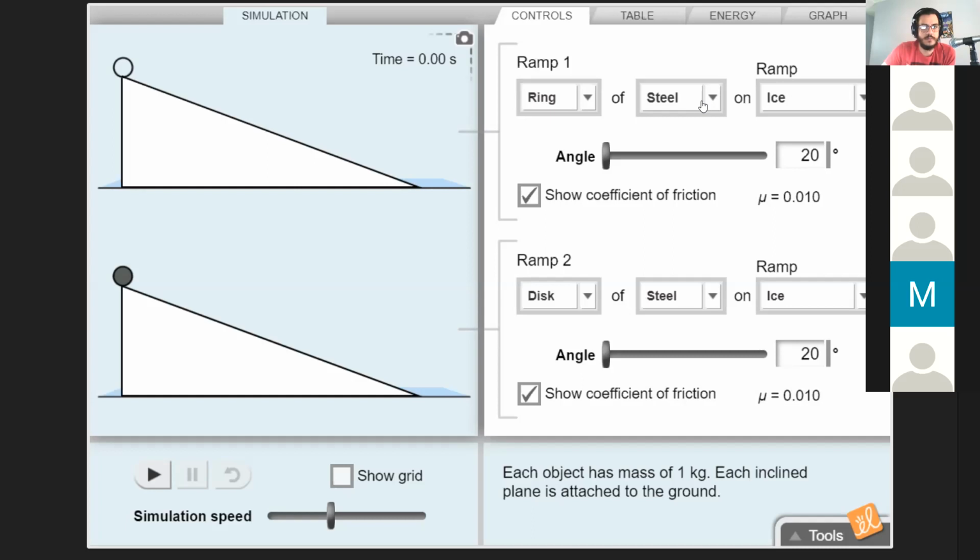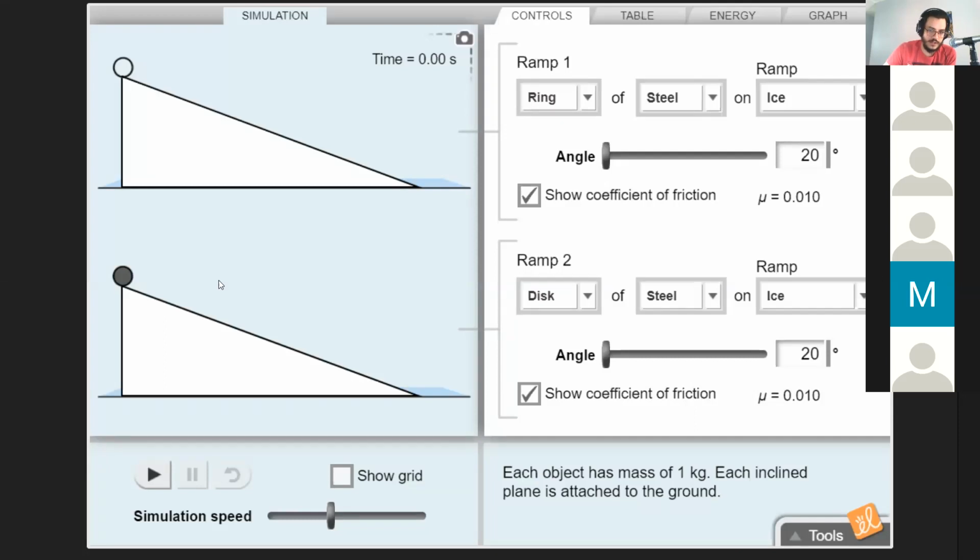Think about this for a moment, kids. Who's going to win this race? The ring or the disc? No bets now? I shook you too much with that last one. Now you're not confident anymore.